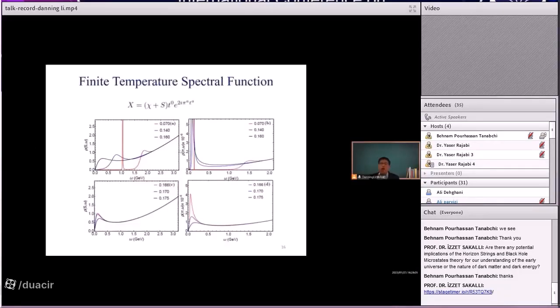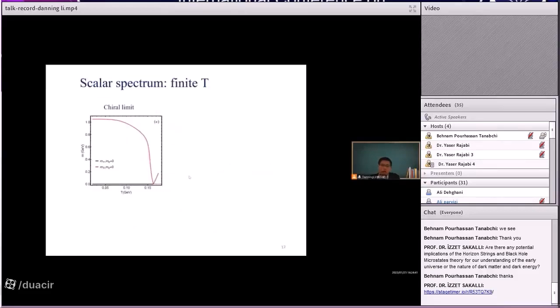We can also add a perturbation to the solution and study the meson in-medium properties. Here we only focus on the scalar and pseudo-scalar sectors because they are most related to the chiral phase transition. After considering this perturbation, we can derive the equation of motion, and then we can get the spectral function, and from the peak of the spectral function, we can get the mass spectrum at finite temperature. The result is like this.